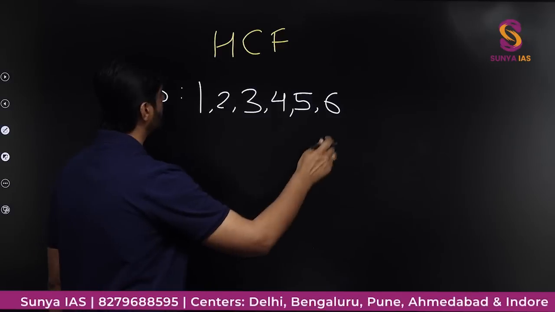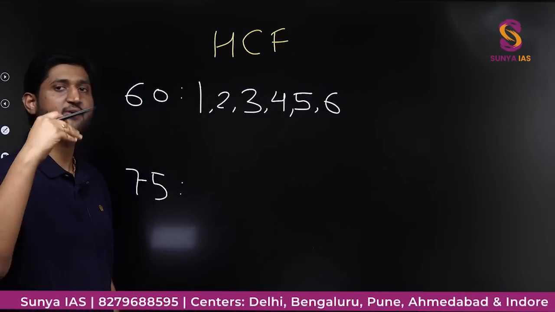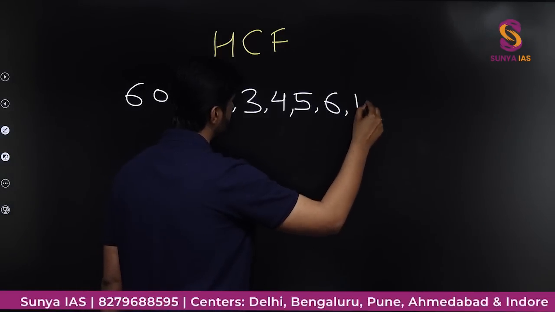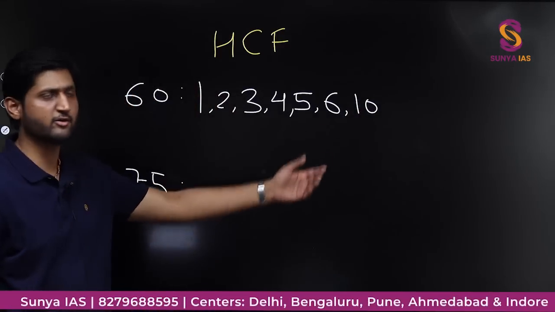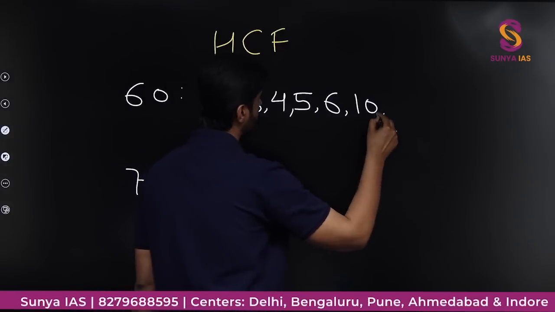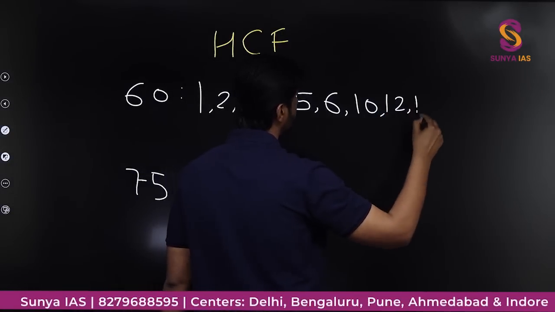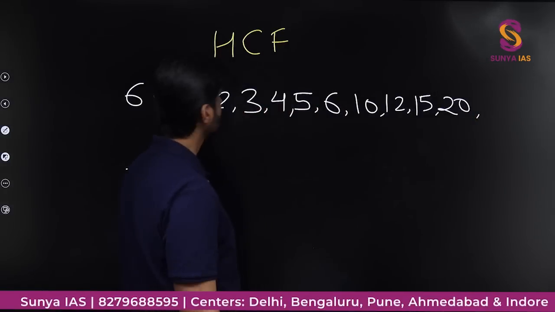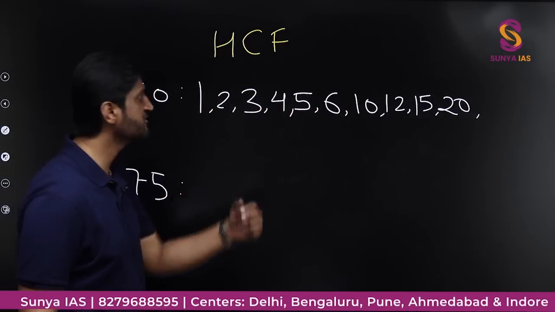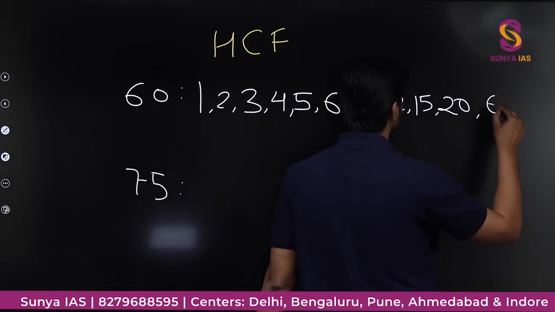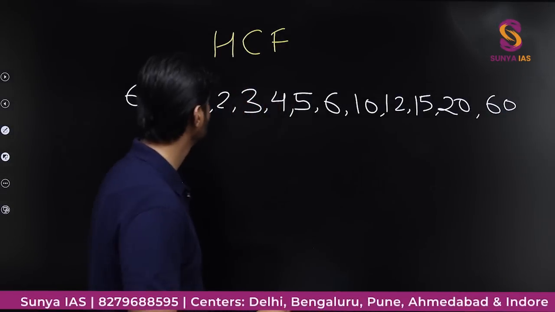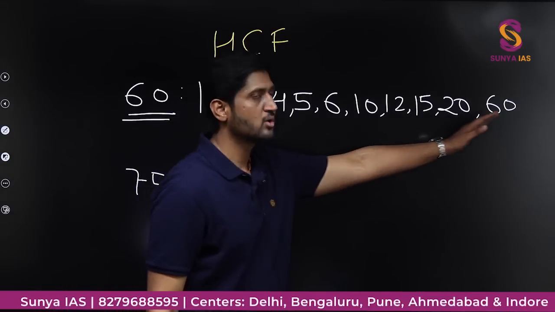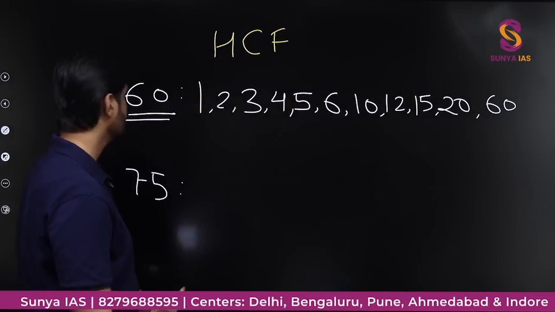Now you cannot divide 60 by 7. You cannot divide 60 by 8, by 9 also. Directly the factor would be 10. So if you divide 60 by 10, you will get the value of 6. Then further you will have 12 as a factor, 15 as a factor, 20 as a factor, and then after 20, the only factor which will be left would be 60. So 60 would be a factor of 60 itself. So these are the whole lists of factors of this particular number, which is 60.